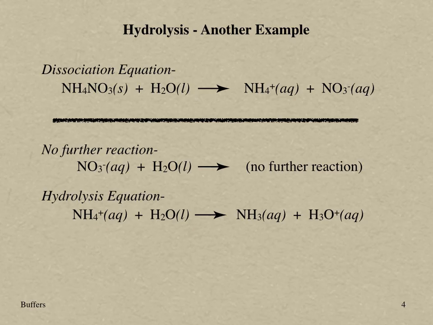The ammonium ion will donate a proton, or H+, to water and form ammonia, NH3, and hydronium ion, H3O+, as shown in the hydrolysis equation. Since there is H3O+ formed, then this solution will be acidic with a pH less than 7.